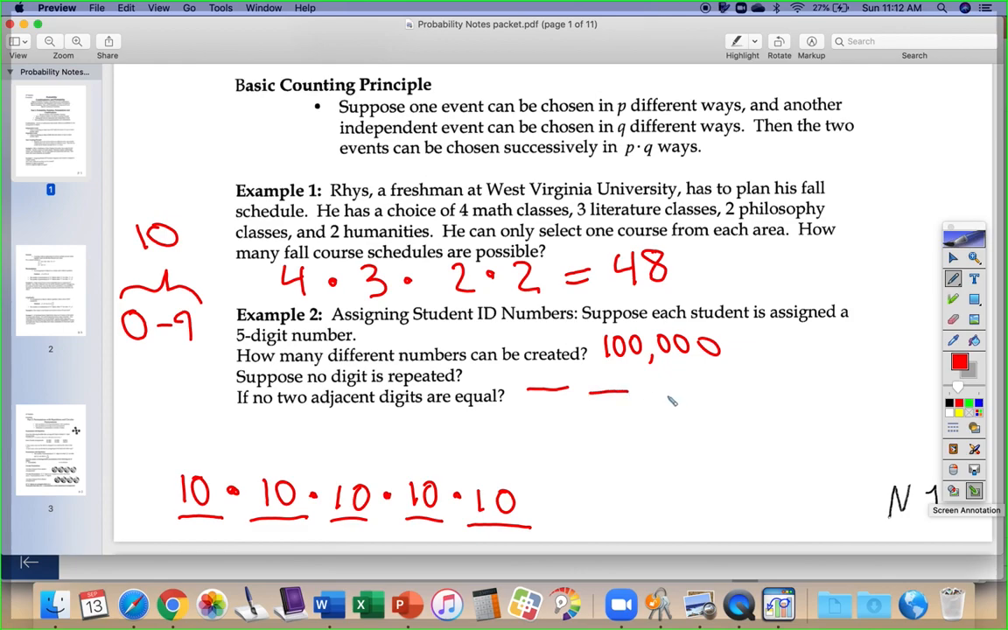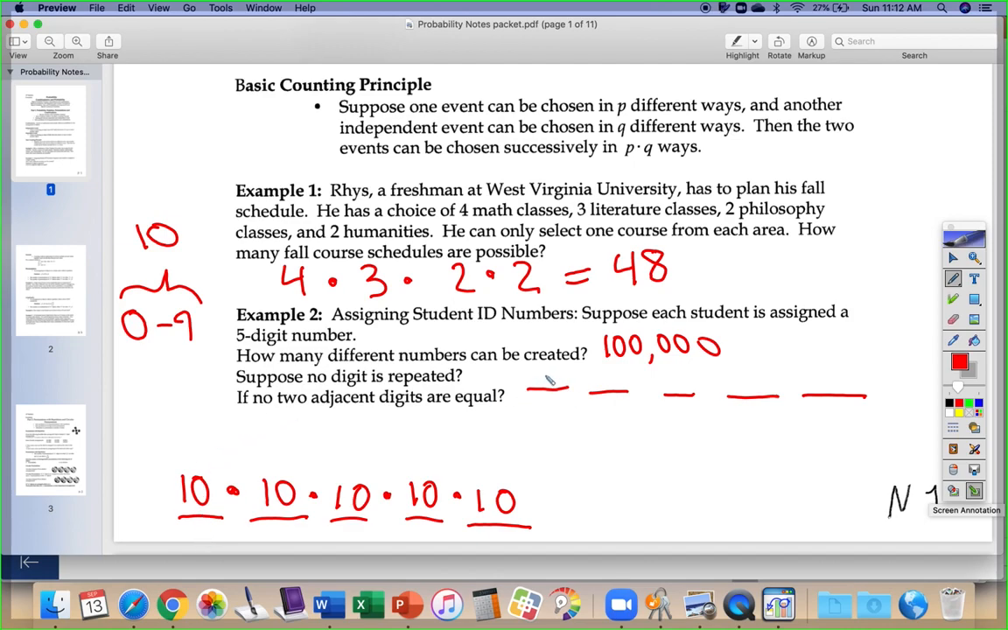My second one, suppose no digit can be repeated. So I'm going to put out the same line of 5-digit number. Okay. Now, what I'm thinking about here, remember, this is just 10 possibilities. This is not the number 10. This is basically saying any number 0 through 9 could be in this slot of the number.